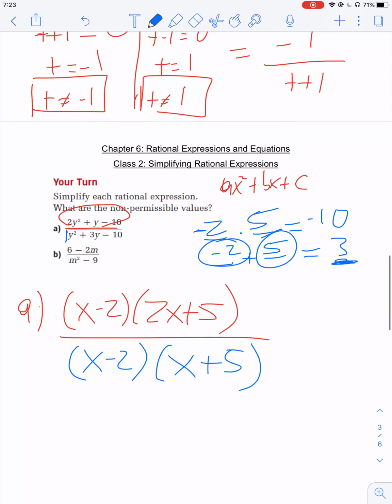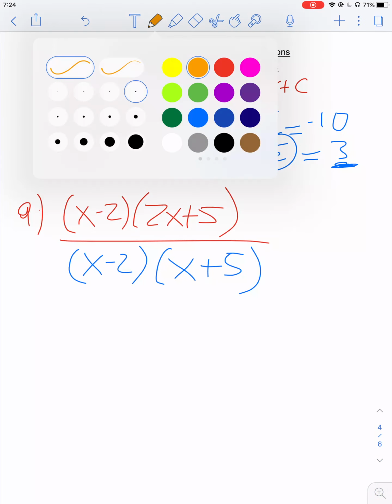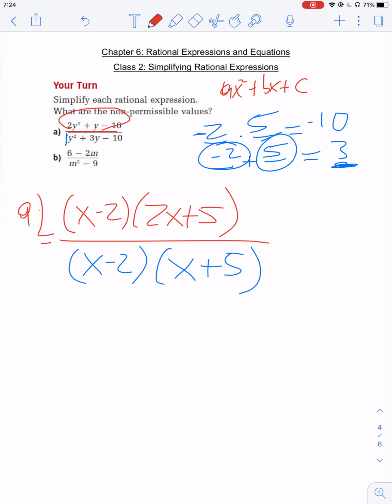Now, before you cross things out, I know once you get to this stage, it's really tempting, because you see the x minus 2, x minus 2. But this will tell you what the restrictions are. So this tells me that x cannot equal 2, and x cannot equal minus 5. Because if you solve for your zeros, this minus 2 will become plus 2, and this plus 5 will become minus 5.